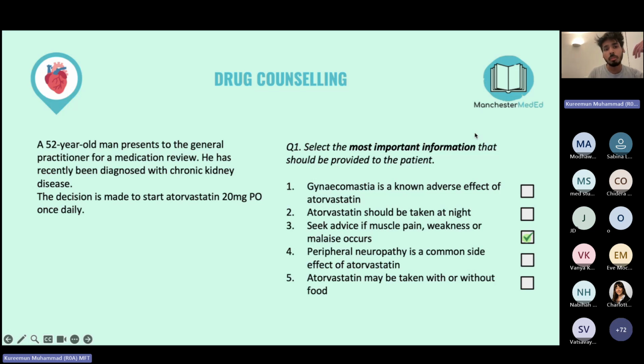It's not the most common side effect, it's a rare one, but it's the worst thing that can happen to them: rhabdomyolysis, which means a breakdown of your muscle. It's a rare side effect, but we should always counsel the patient that if they've got any muscle pain, weakness, or malaise, they should come back immediately to A&E because they might be having a breakdown of their muscles because of this drug.